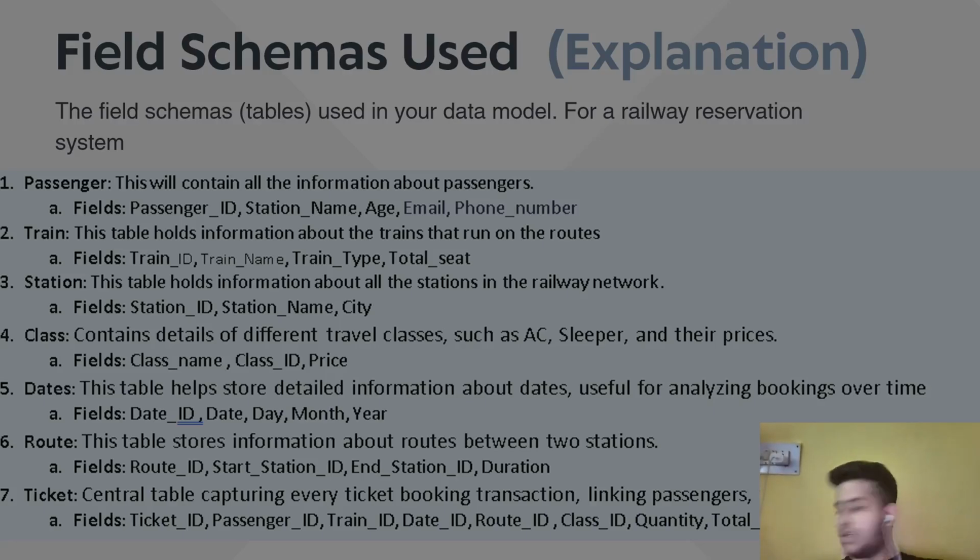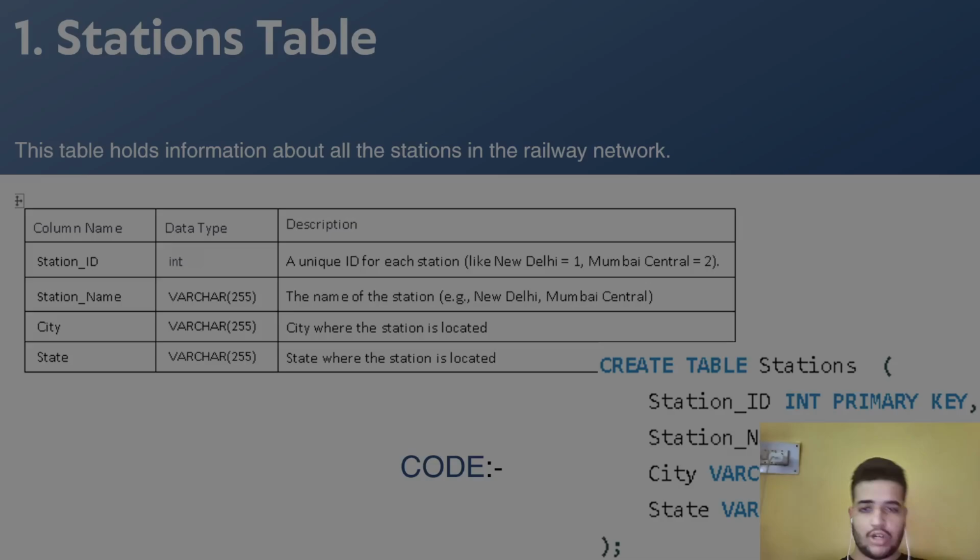More schemas are dates, route, and tickets. Tickets include ticket ID, passenger ID, train ID, date ID, route ID, class ID, quantity, total amount.